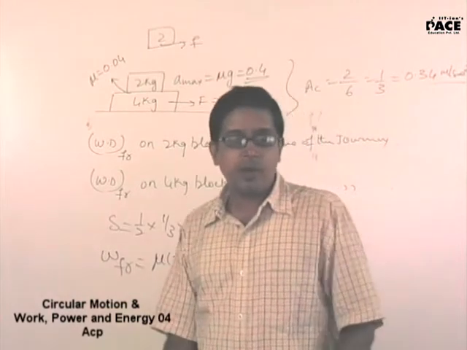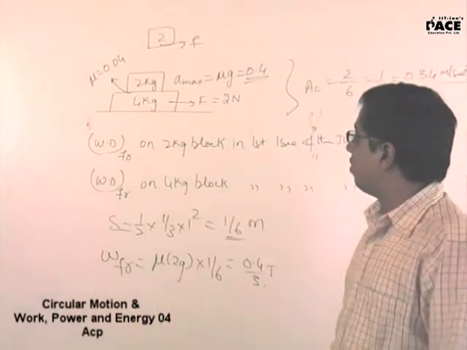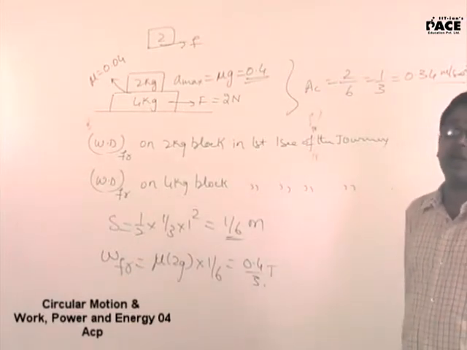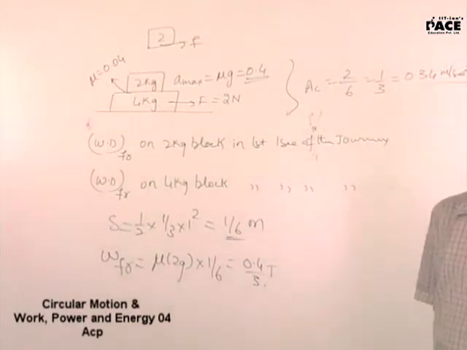There is no slipping between 2 and 4. Hence, work done by friction on the 2 kg block and work done by friction on the 4 kg block should be equal and opposite in sign. Yes sir.